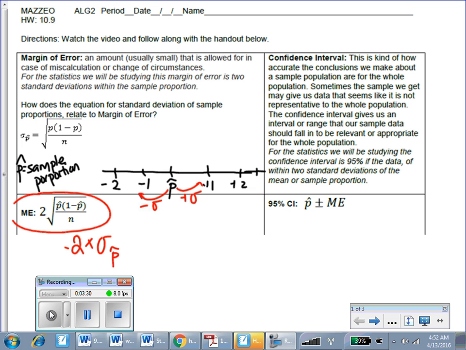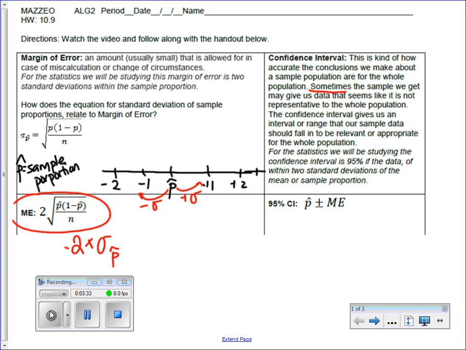Sorry to keep going, I just left off here. Sometimes the sample we get may give us data that seems like it's not representative of the whole population. So what the confidence interval does is give us a range that our sample data should fall into to be relevant or appropriate for the whole population. For the statistics that we're going to be studying, the confidence interval should be 95% of the data. That's within 2 standard deviations of the mean or sample proportion. Seems like a lot, right? Because that means only 5% of the data we're leaving out. So within a range of 95% of the data, any of those could be correct. But that's what we're working with.